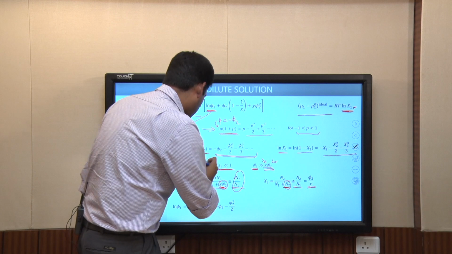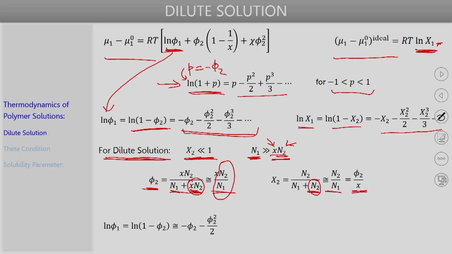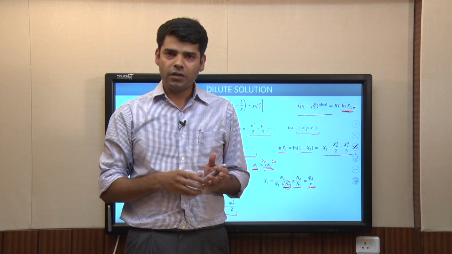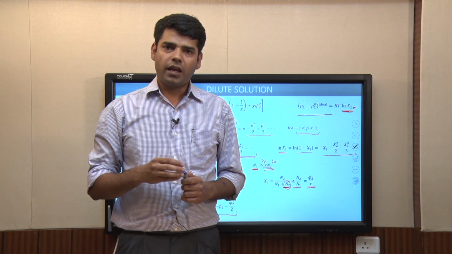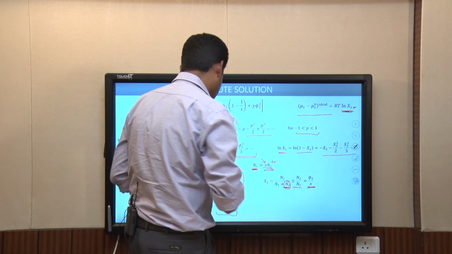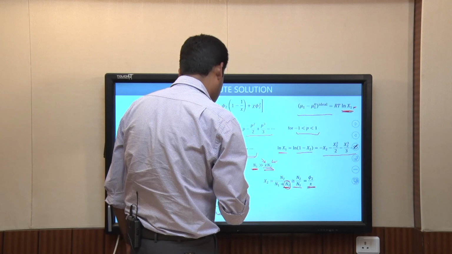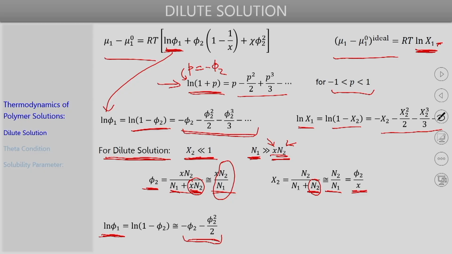And based on the fact that we have a dilute solution here, the expansion that we had developed for ln phi 1, we can truncate up to the first two terms only, since the solution is dilute and even the volume fraction of the polymer in the solution will be quite small. So, let us consider only the first two terms in that expansion, only up to the second power, and higher order terms we are neglecting in this case. Any term containing phi 2 cubed, phi 2 to the power 4, and so on will be very small because of the dilute nature of the solution, and we are neglecting those terms.